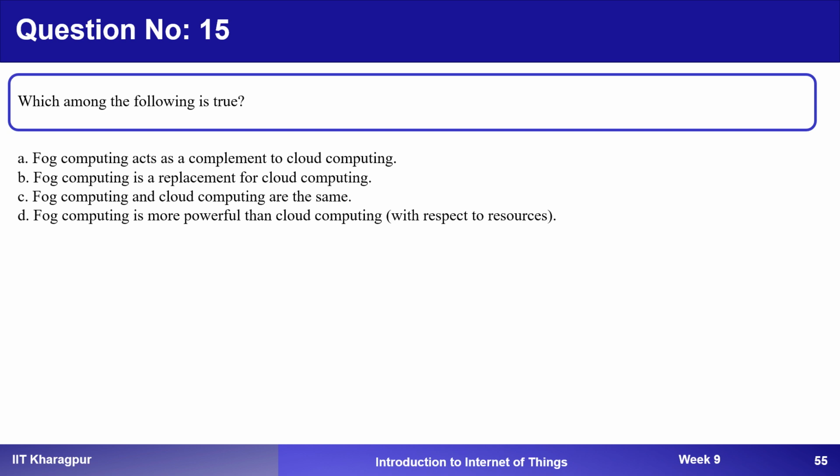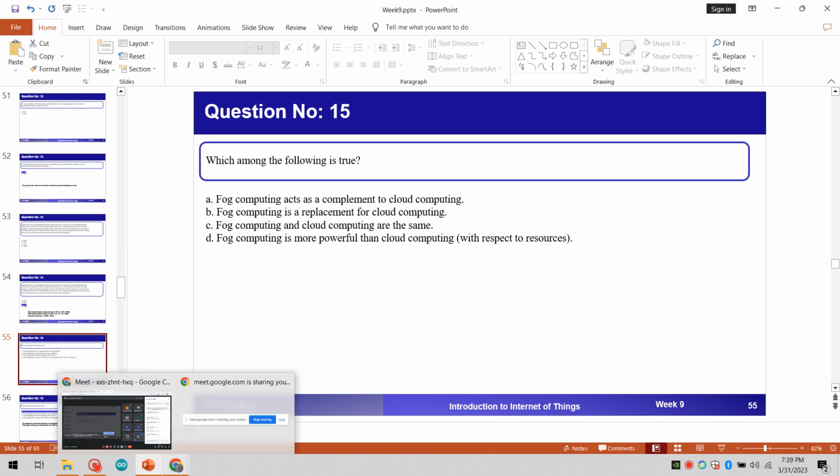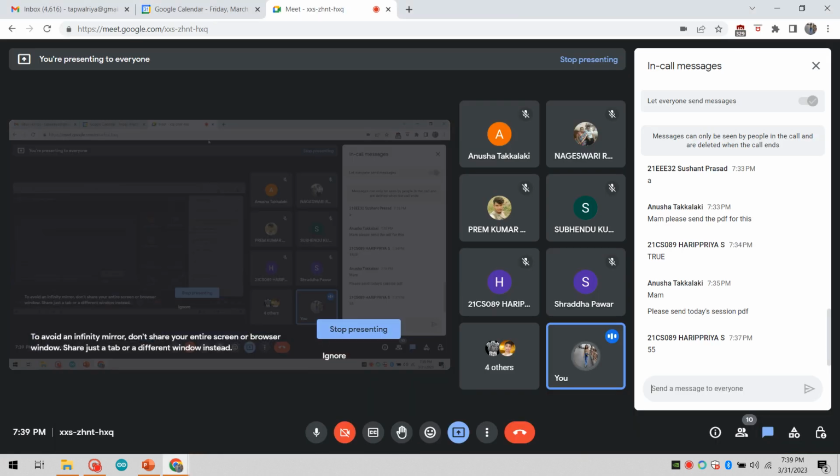Next question is, which among the following is true? Fog computing acts as a complement to cloud computing. Fog computing is a replacement to cloud computing. Fog computing and cloud computing are same. Fog computing is more powerful than cloud computing. Anyone?